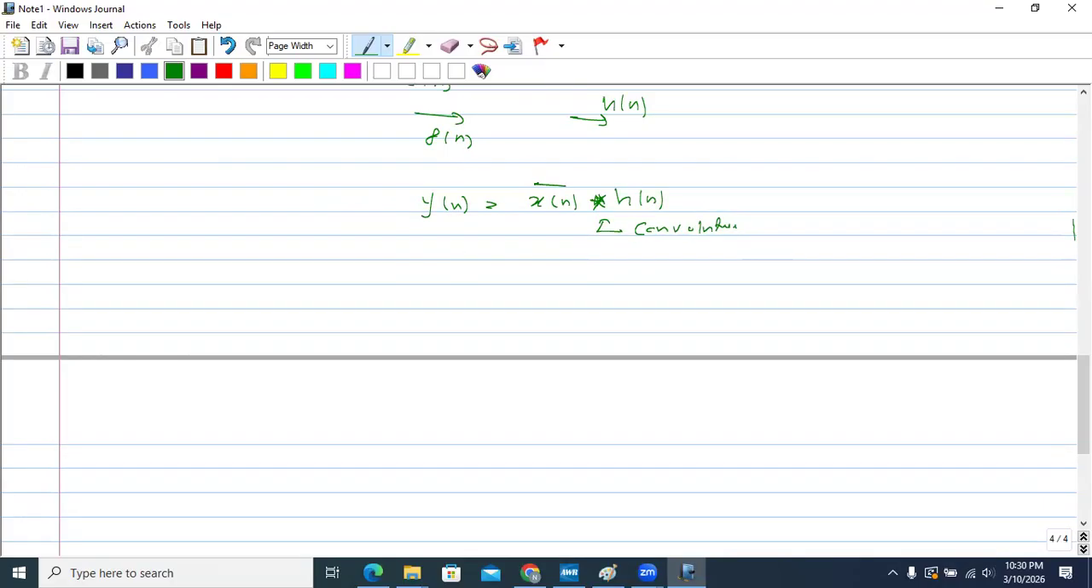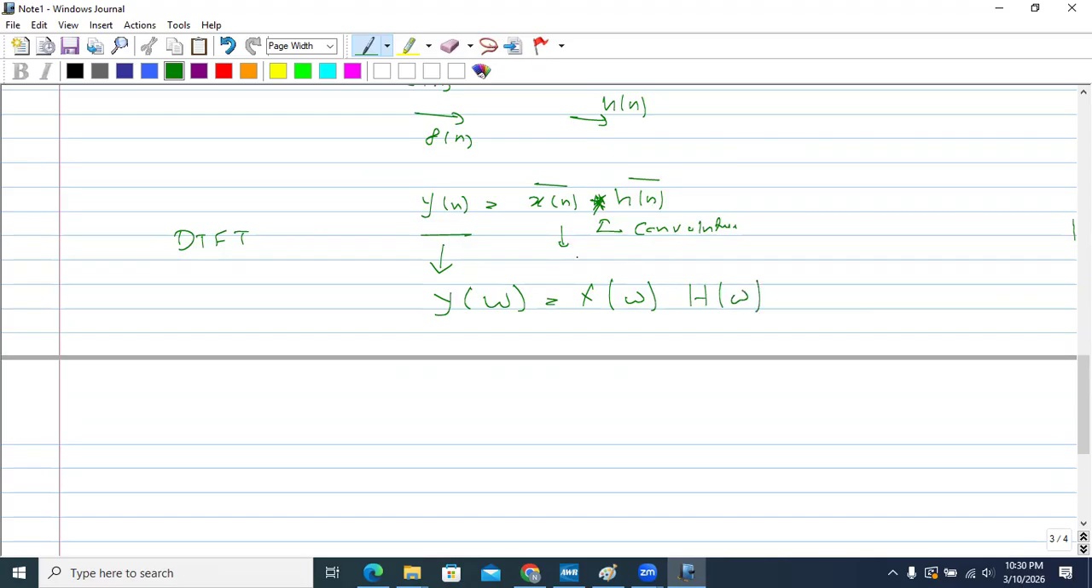So maybe you are given xn and hn, and you are asked to calculate yn. If you don't know how to perform the convolution, it is somewhat hard. So you can do it like this. You can get the Fourier transform of yn. You know how to do it now, we have discussed it. You can get the discrete time Fourier transform, which gives Y omega, and you can get X omega also. H omega also you can get, the Fourier transform of hn, so that is H omega.